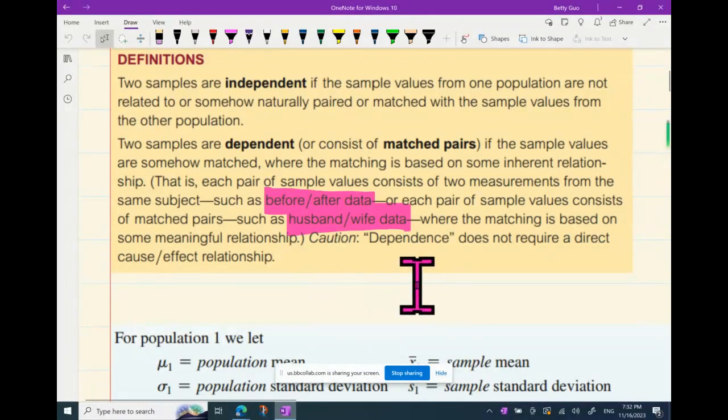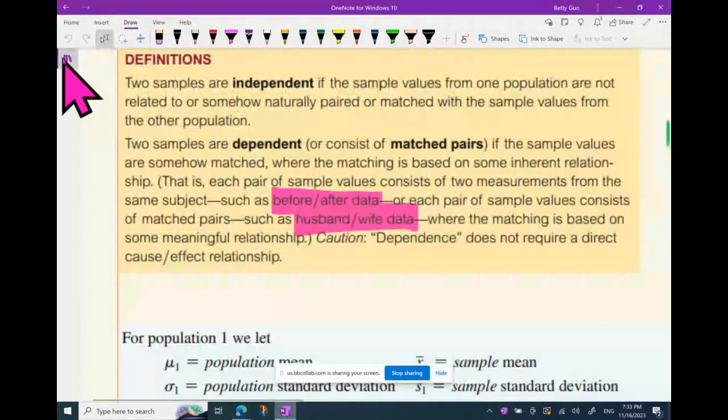Caution: dependence does not require a direct cause or effect relationship. So that's the definition for dependent. The values from the first sample somehow are paired or correspond to the corresponding values in another sample. So that's the definition for two dependent samples. Before and after, husband and wife, we'll see some examples involving those relationships.